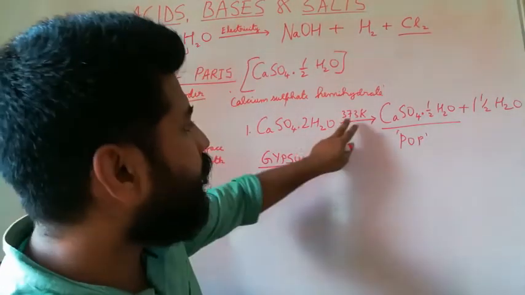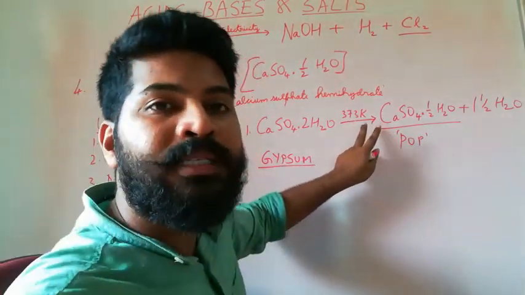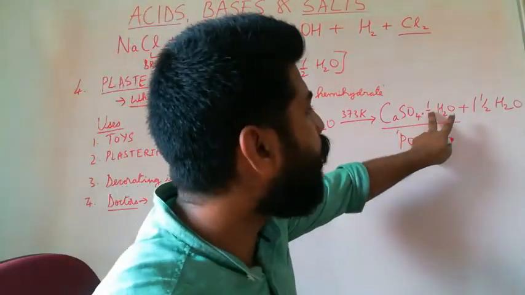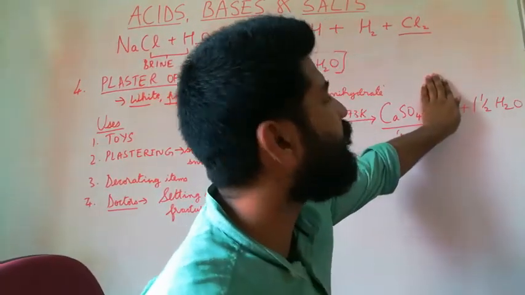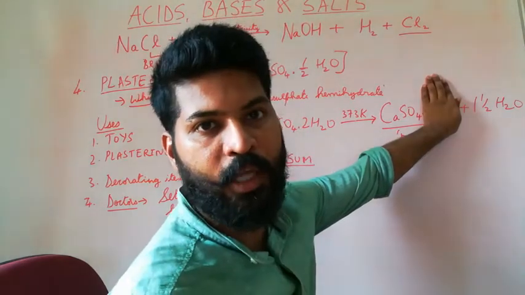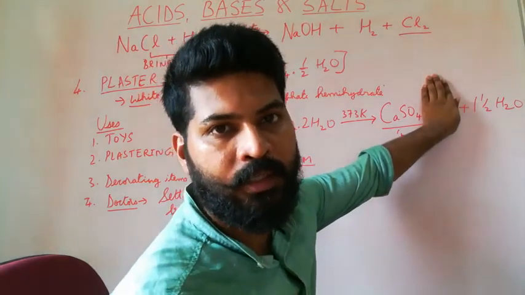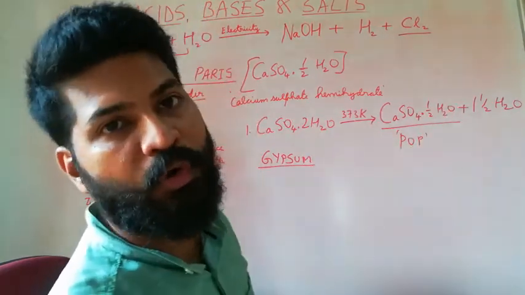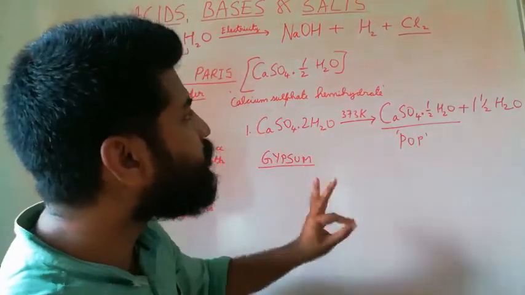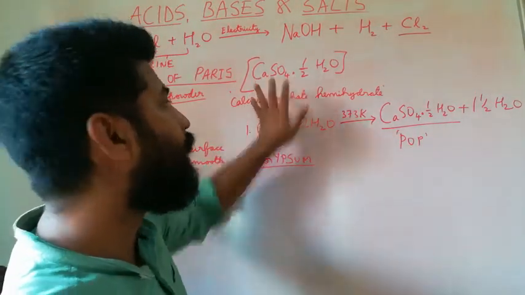If we heat it above 373 Kelvin, all the water molecules will be lost, and what you will be left with is only calcium sulfate. You will not get plaster of Paris. Therefore, this temperature is very, very important. This is the reaction for production or preparation of plaster of Paris.